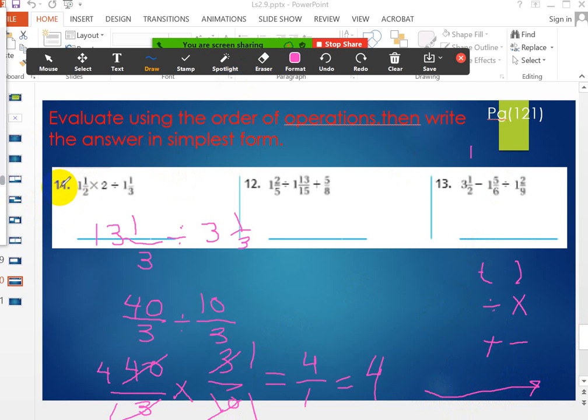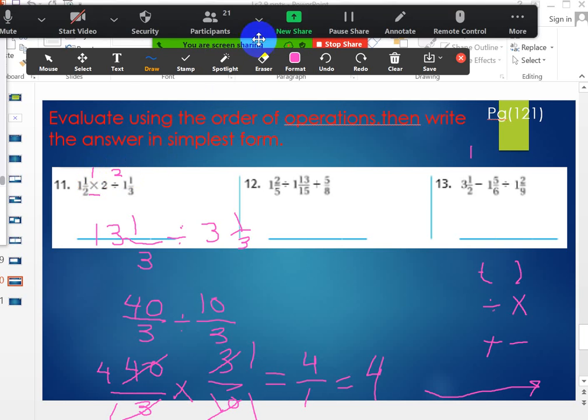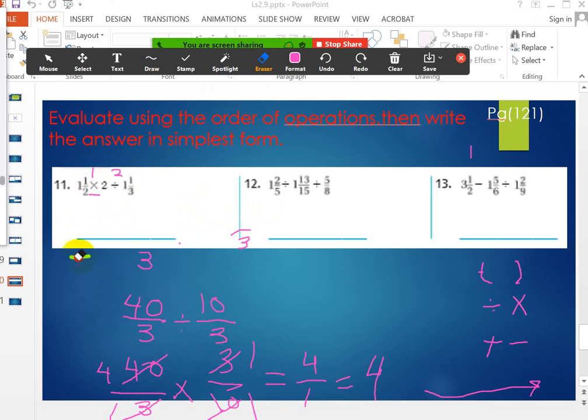That means if I have 1 and 1 over 2, multiply 2, divide 1 and 1 over 3, I have here multiplication and I have division. So which one do I start with? You start with multiplication because you have to do the operations from the left to the right. After that I will do division. Let's do it, girls. I will erase this.